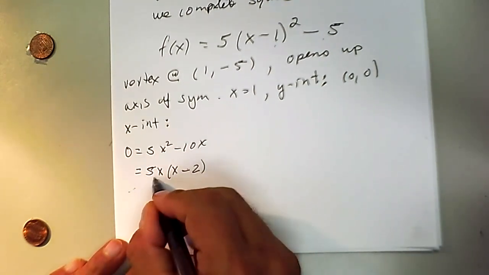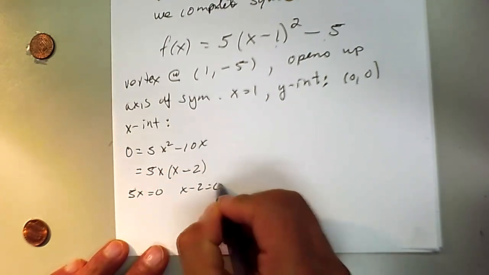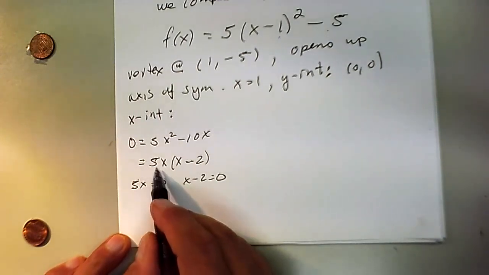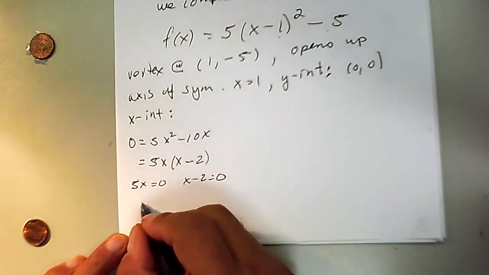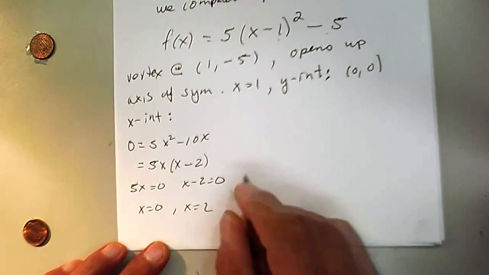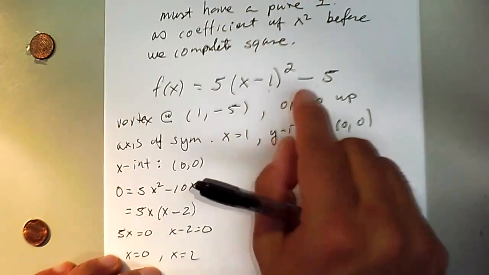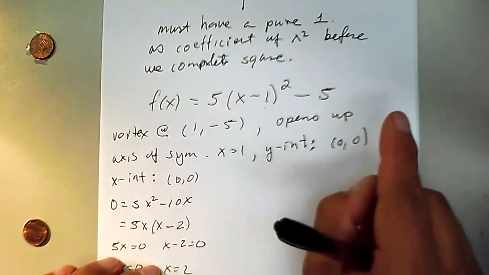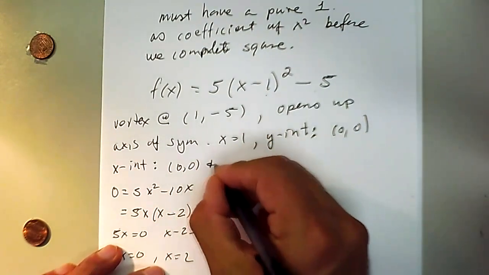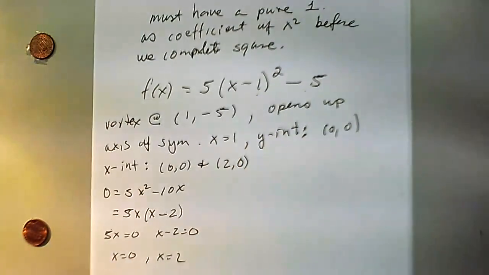So there's still another x minus 2. So either 5x equals 0 or x minus 2 is equal to 0. Of course, we divide by 5, or you could have divided by 5 here or here, either way. So x equals 0 and x equals 2. So the x-intercepts are (0, 0) and (2, 0). (0, 0) has two roles: it is the y-intercept and the x-intercept, but there is another x-intercept, (2, 0).